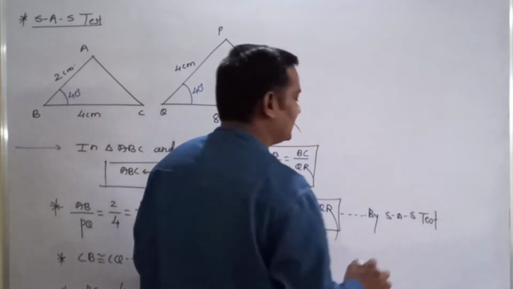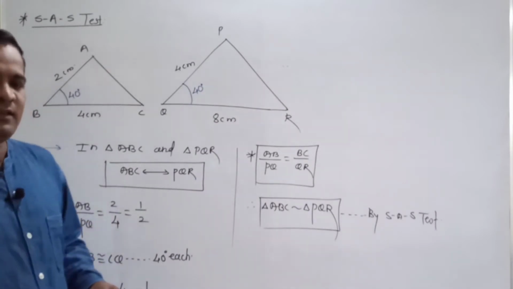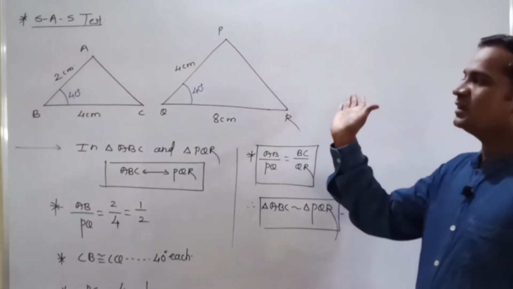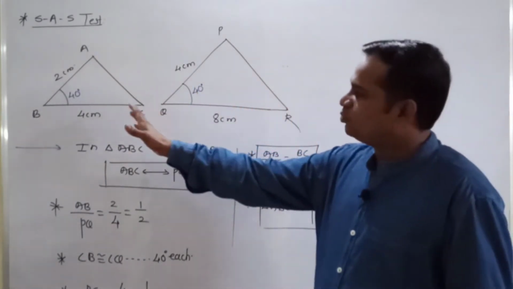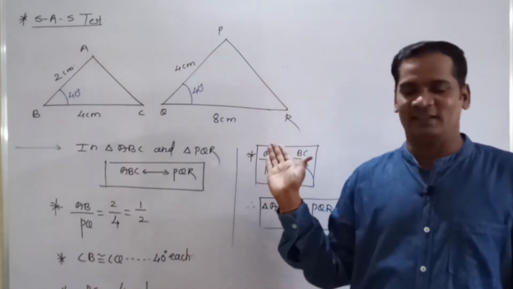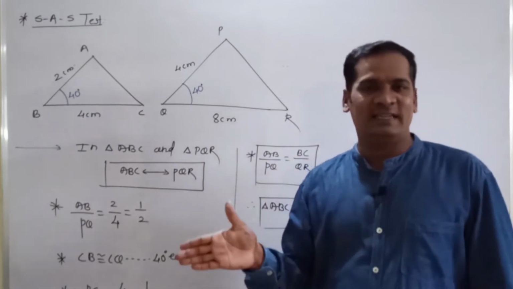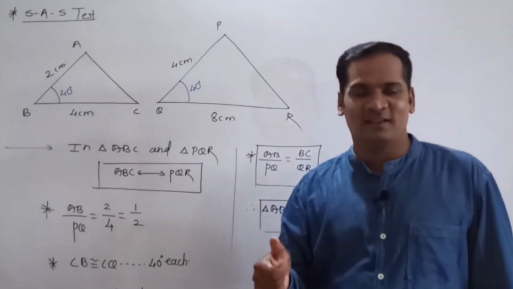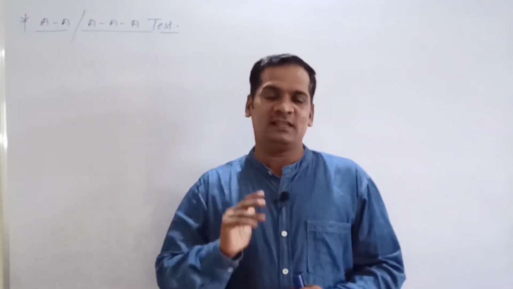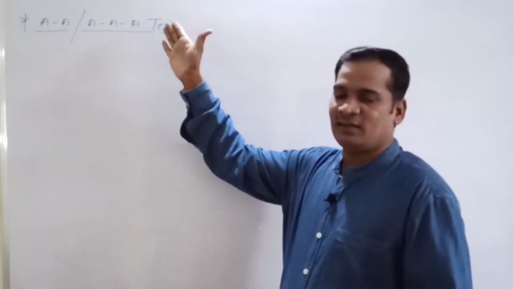That means in this test we just want any two sides and the angle in between them. In this way we can easily prove any two triangles are similar by using the side angle side test. How simple is this? So let's move toward the next test, that is the angle angle test. This is the last test of similarity, the angle angle test, or you can say angle angle angle test.